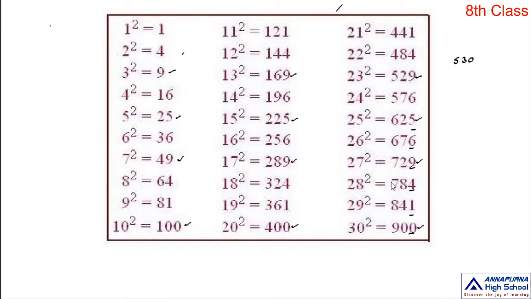Okay, does any perfect square number end with either 2 or 7 or 8 or 3? No, that is the first property.